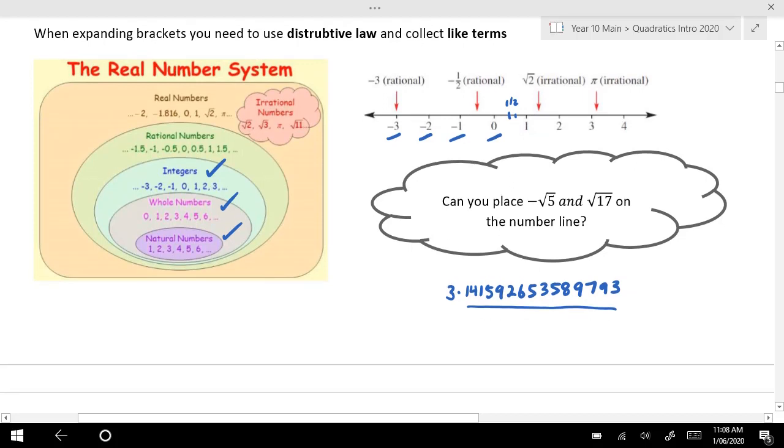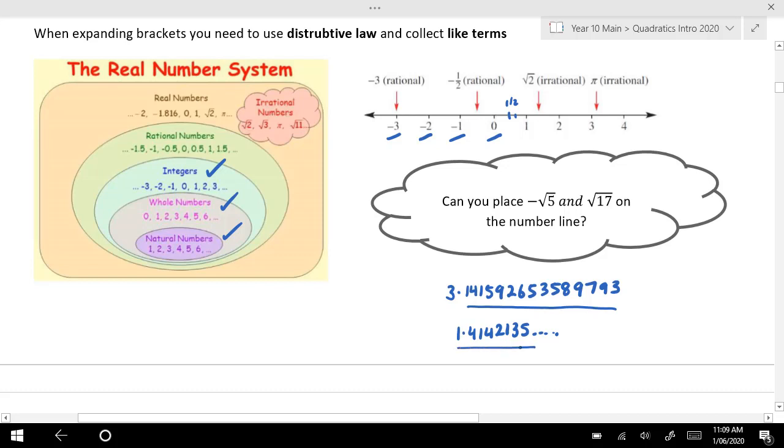Same thing if I was to do the square root of 2. I'm going to get something along the lines of 1.4142135, and so on and so forth. That's about all I can remember for the square root of 2. But as you can see, these are not recurring, so that's usually a hint that it is irrational.